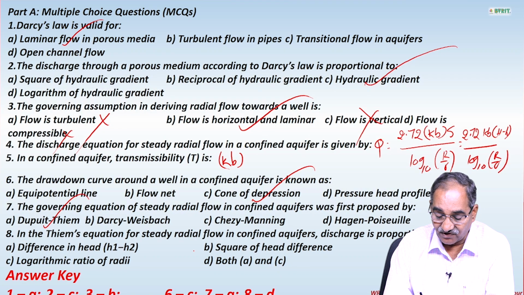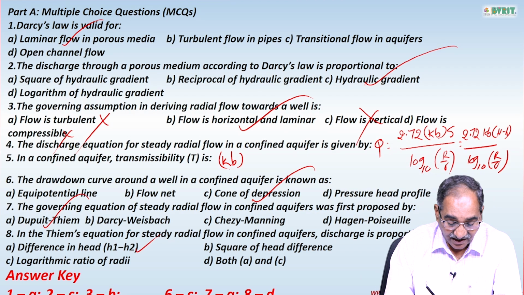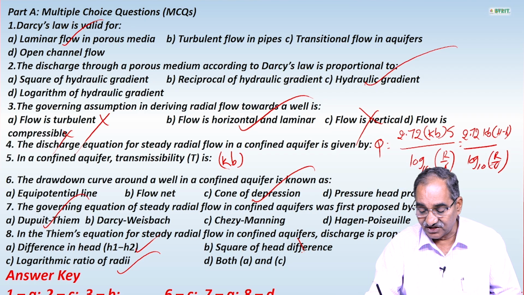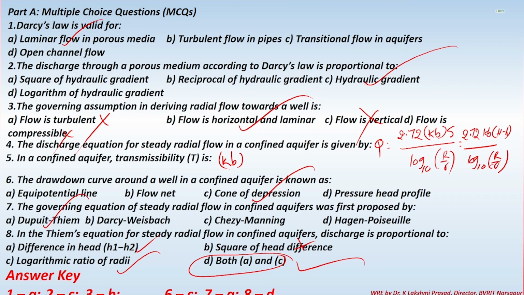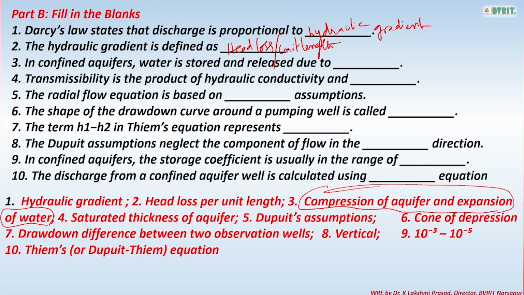In the Thiem equation for steady radial flow in a confined aquifer, discharge is proportional to the difference, that is H minus h, and the logarithmic ratio of the radii, both are there. This is the answer. And Darcy's law states that the discharge is proportional to what? Please tell me. Hydraulic gradient. The hydraulic gradient is nothing but head loss per unit length. In confined aquifers, water is stored and released due to what? It is compression of aquifer and expansion of water. Then transmissibility is the product of hydraulic conductivity and aquifer thickness.